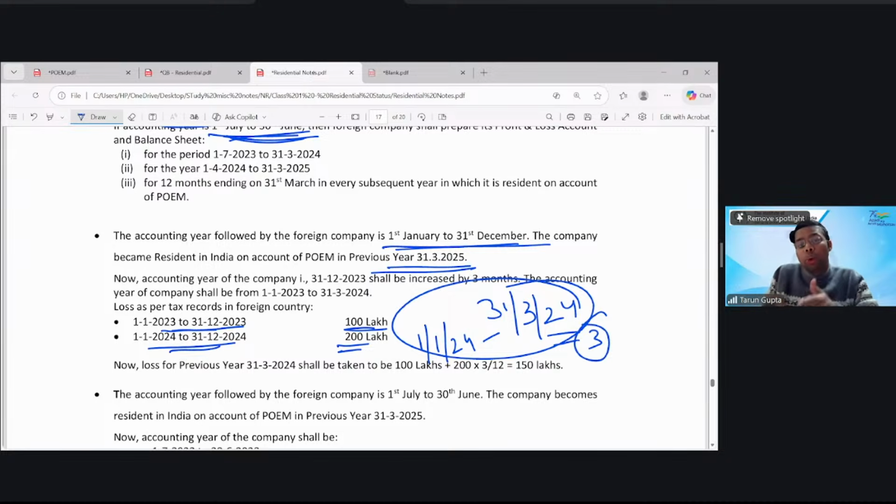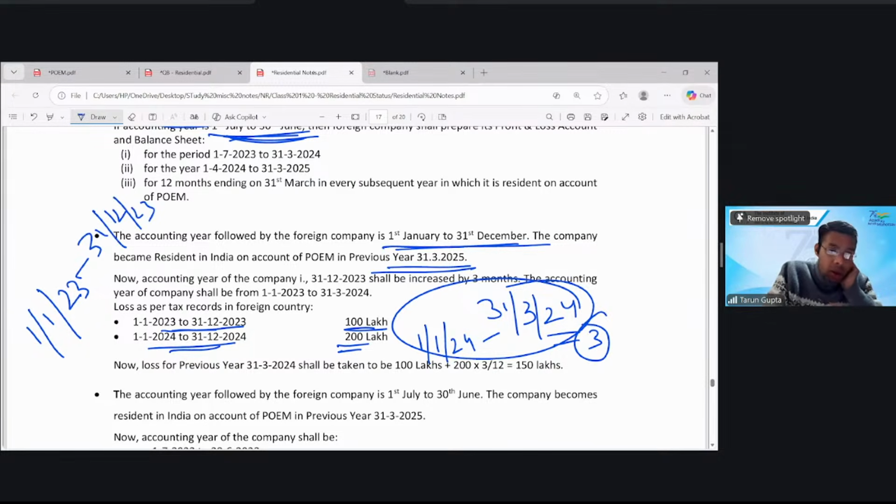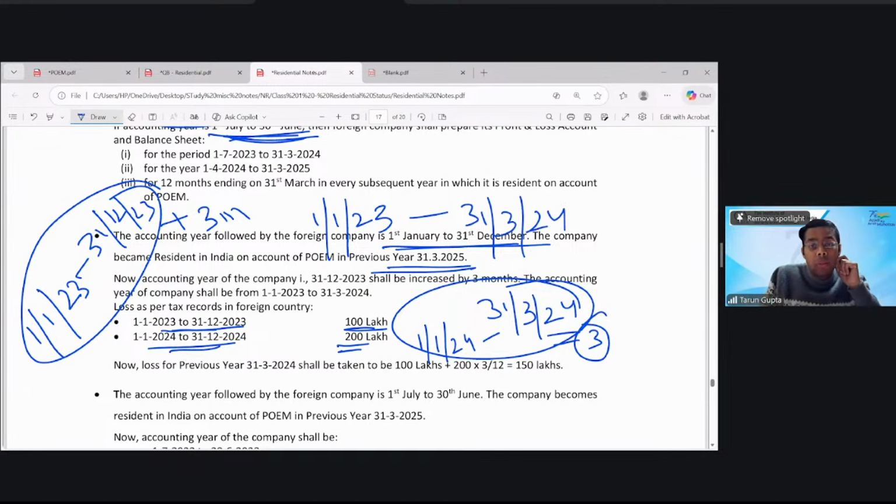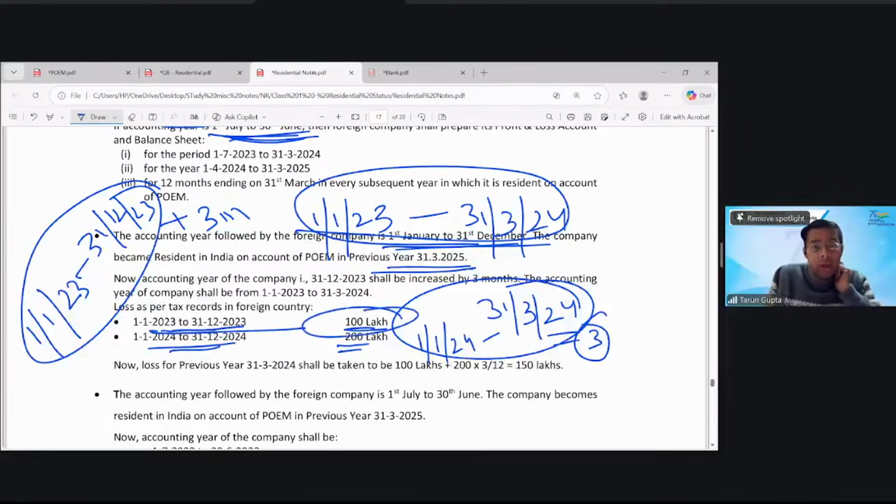So it will be aggregated to the preceding accounting year, which is 1st Jan 23 to 31st December 23. So my preceding accounting year will be of 15 months, this plus 3 months of 24, meaning it will be for 1st Jan 23 up to 31st March 24. So my losses for this accounting year will be the 23 losses for the year, 100 lakh, and this 200 lakh loss is for the entire year.